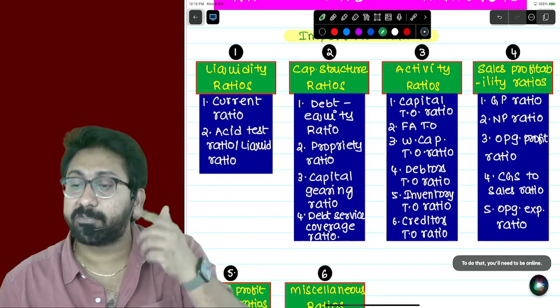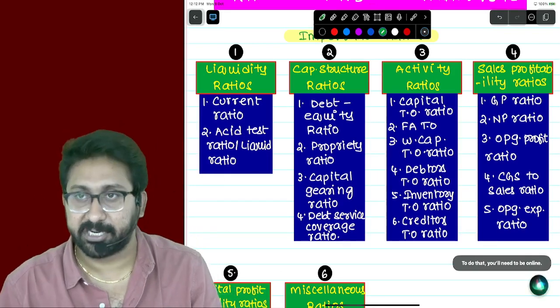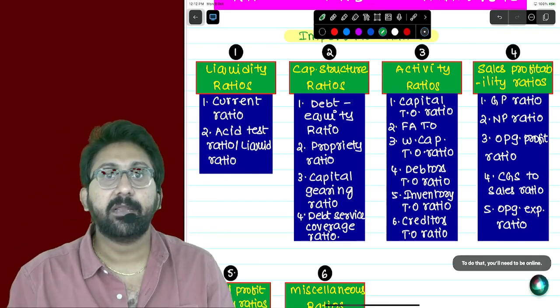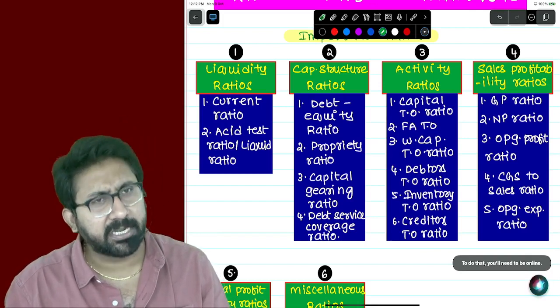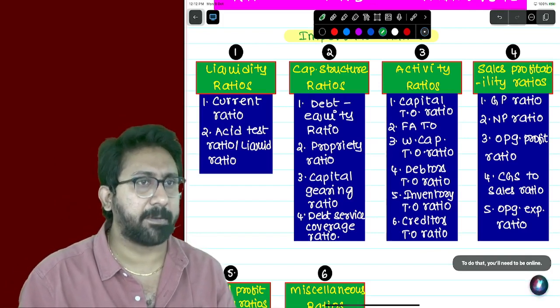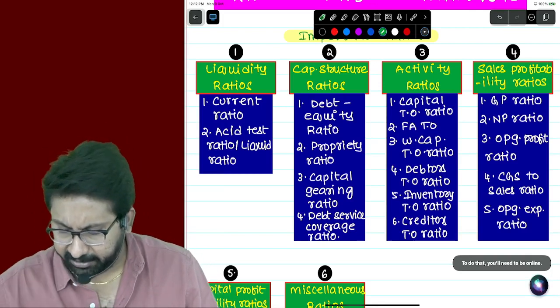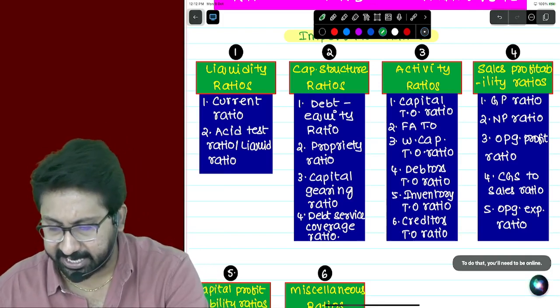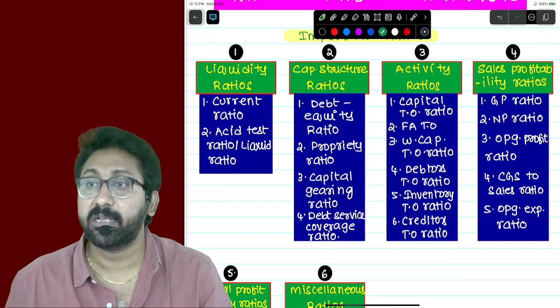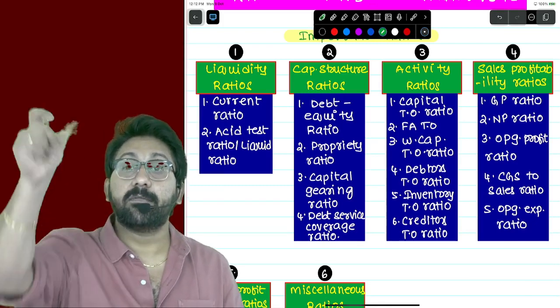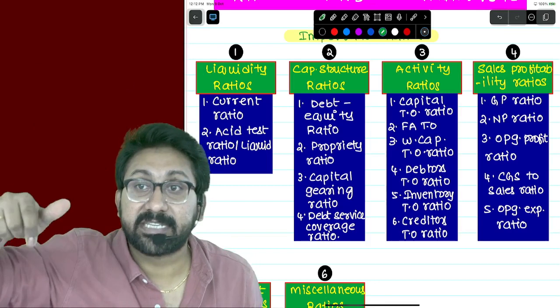Lastly, at the end of this chapter, we will take the TCS balance sheet. At that time, you can understand much more clearly how we can practically apply all these ratios. So, activity ratios. Next one is the sales profitability ratio. What is the name? Sales profit.